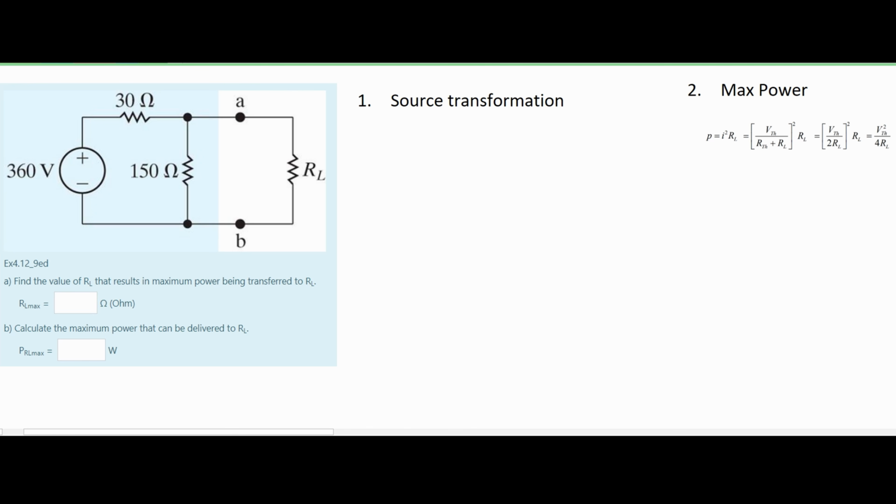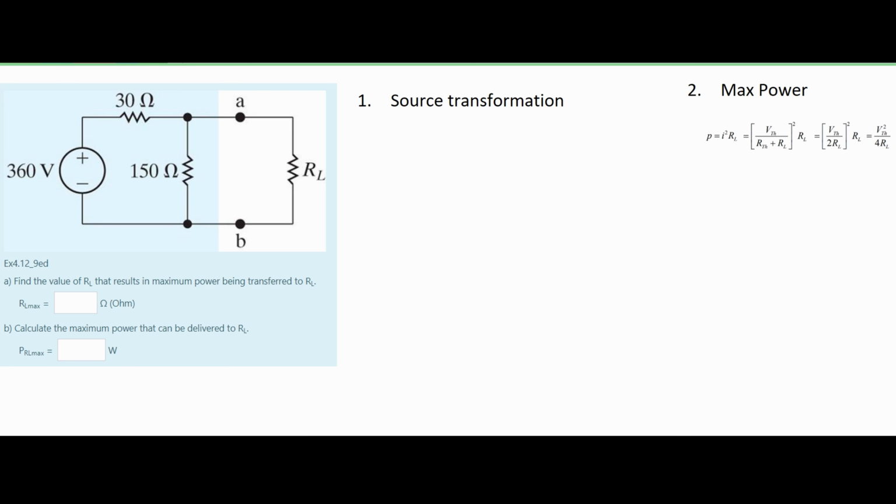In this problem, we're given the following diagram. We need to find the value RL right here that results in maximum power being transferred to our RL. We also need to calculate the maximum power that can be delivered to RL. So first we're going to find our resistance. We can do this with source transformation.